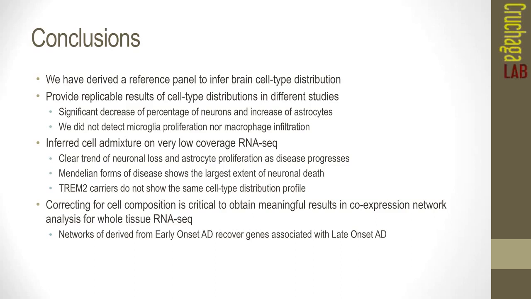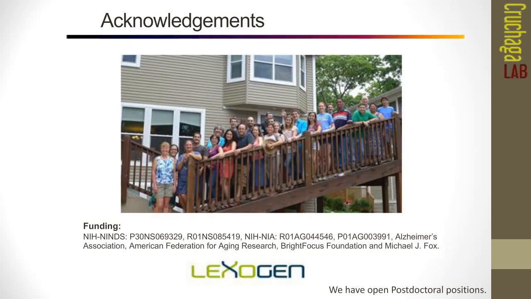And we also observed that TREM2 carriers do not show the same cell type distribution as other carriers. This is a result that we need to further replicate to move forward. We also can say that correcting for cell composition is critical to obtain meaningful results in co-expression networks from RNA-seq. And as I said, the networks derived from early onset AD recover genes not only associated with the Mendelian autosomal dominant forms of AD, but also with the late onset AD.